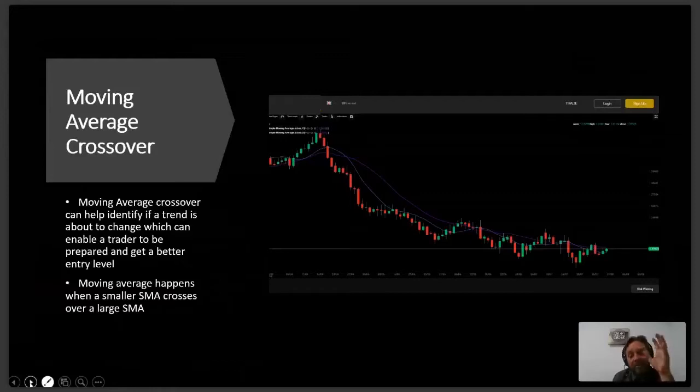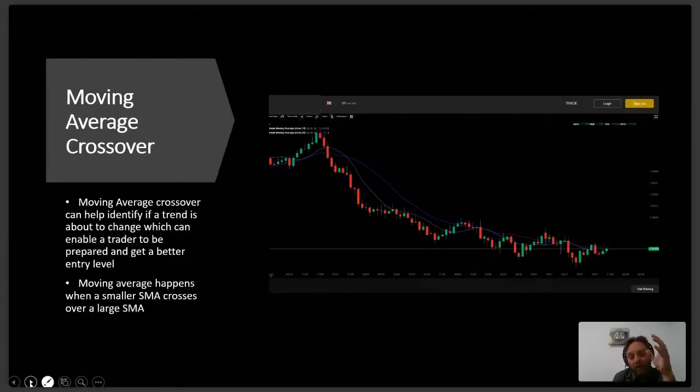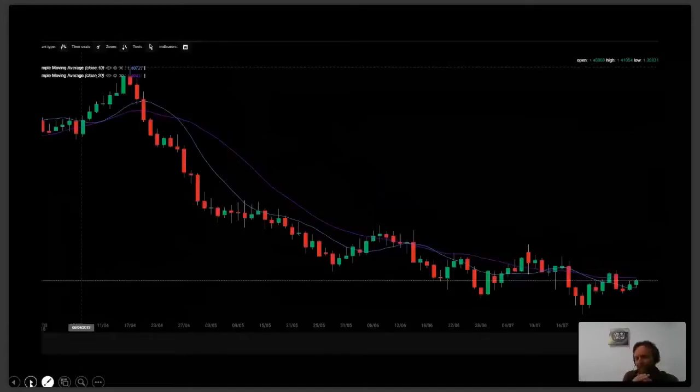Now, this theory happens when a smaller SMA, simple moving average, crosses over a larger SMA. Sounds intriguing, James. What does that actually mean? Well, here's the theory. What I mean by a smaller SMA crossing over a larger SMA is this: you take an SMA with a smaller time period, say 10, and you then put in an SMA over a larger time period, say 20.